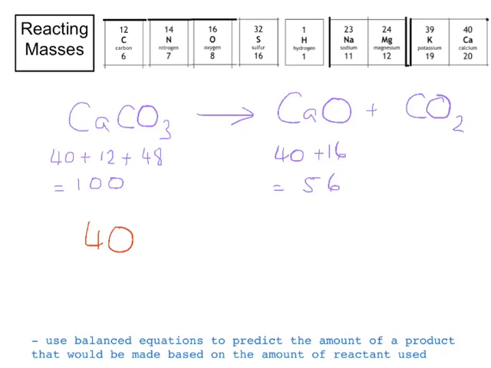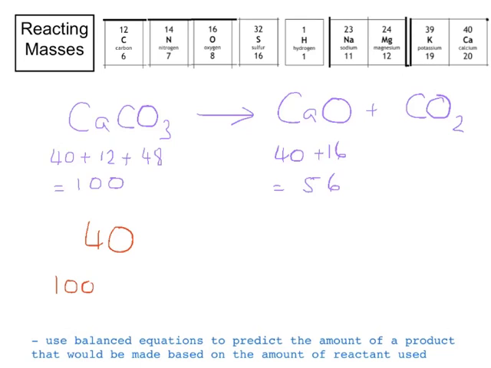The first thing I've got to do is work out what I have to do to 100 to get to 40, if you like. If my number here was 50, it'd be very easy. I'd know that all I had to do was divide by 2 here, which means I just divide by 2 here to work out how much calcium oxide I'd make. But it's not quite as straightforward as that. So the first thing I've got to do is work out what number I've got to divide by to get from 100 to 40. And that's going to be the same number that I divide by on this side to work out how much calcium oxide I would make.